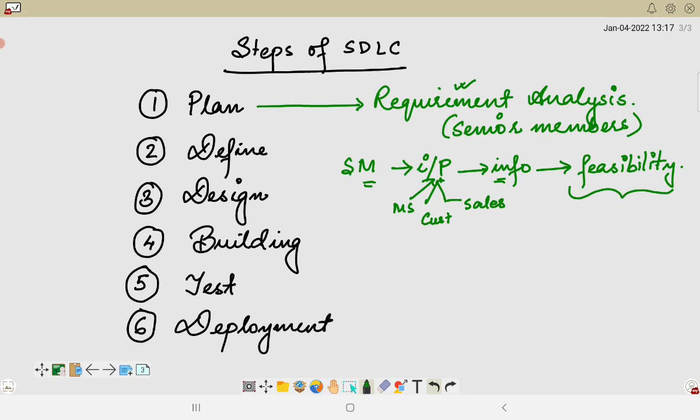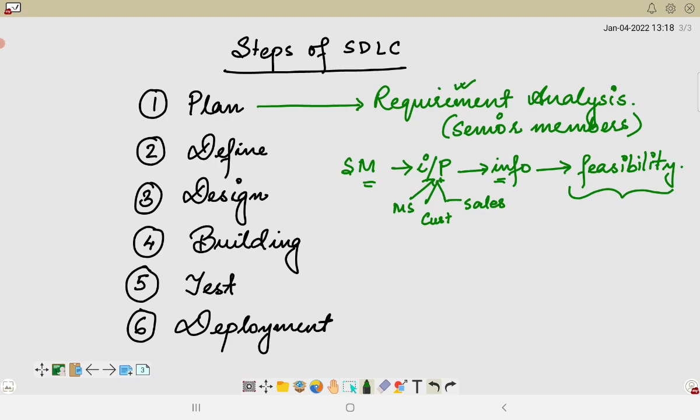of the team. Also in this particular stage of planning, there are other aspects like quality assurance requirements and also the risk analysis. So all those things are taken care of in the planning stage of the software development life cycle. Next is defining the requirement.